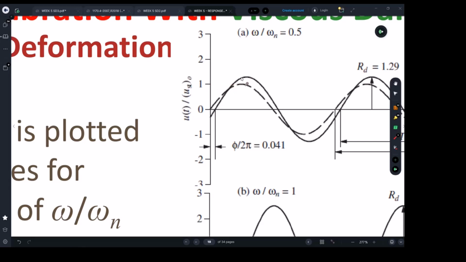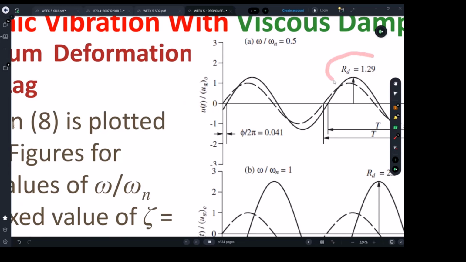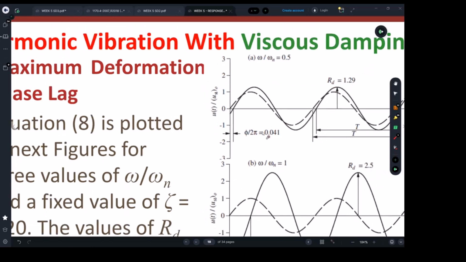Right, so this shows you again what's the RD value for the dynamic response. So the RD value here was 1.29, sorry. Okay, now what was the lag?